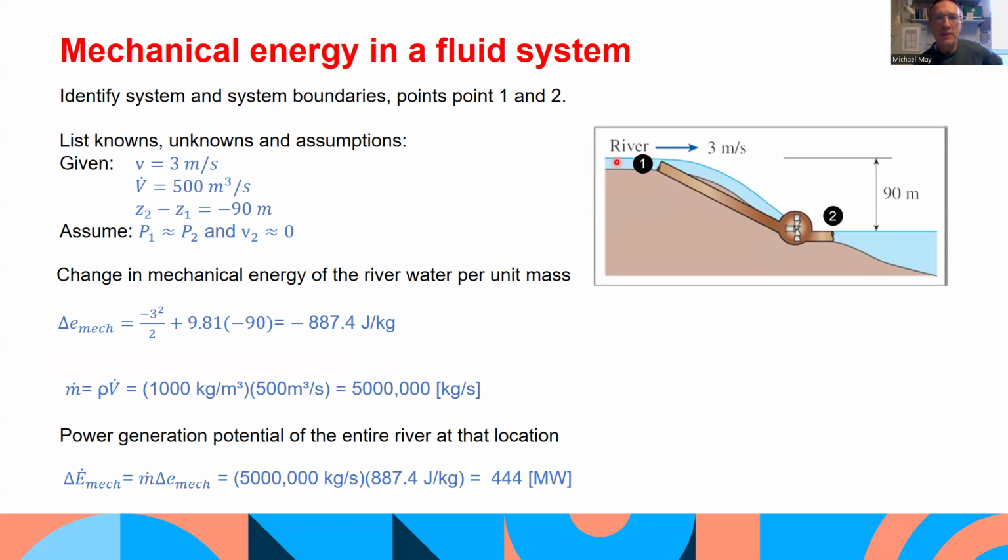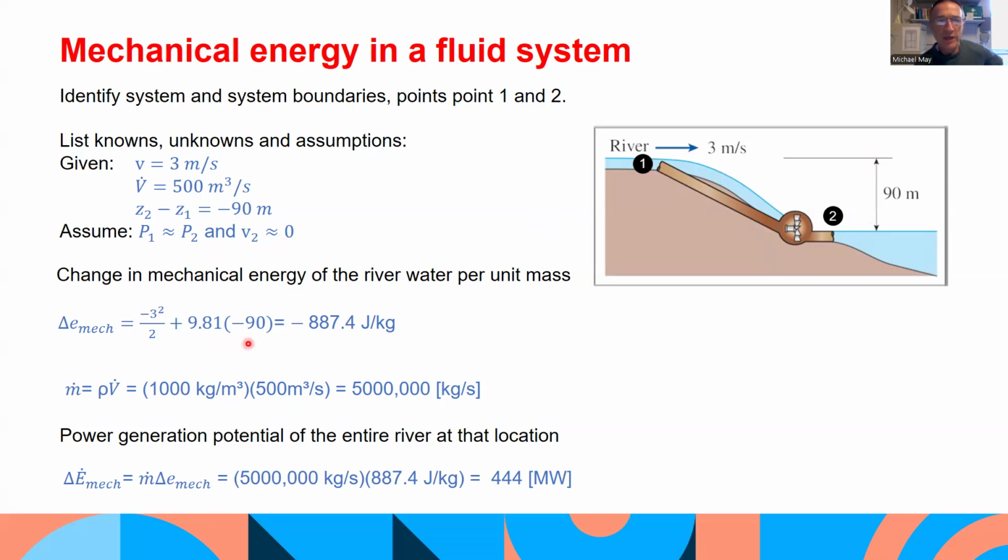So what we know is at point 1, the velocity is 3 meters per second. The velocity at point 2 is the lake, so there's no velocity there. It's a surface velocity. The lake is still. The volumetric flow rate is 500 meters cubed per second. The elevation is 90 meters. If we're going between point 1 and point 2, that'll come out as a negative value. And we assume that we're dealing with atmospheric pressure in the river and the lake. And as I said, V2 is approximately 0.